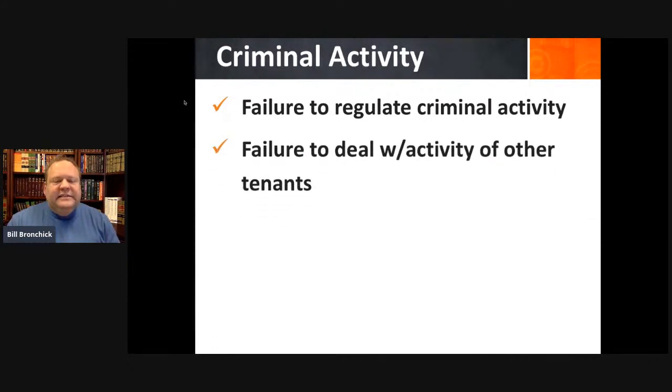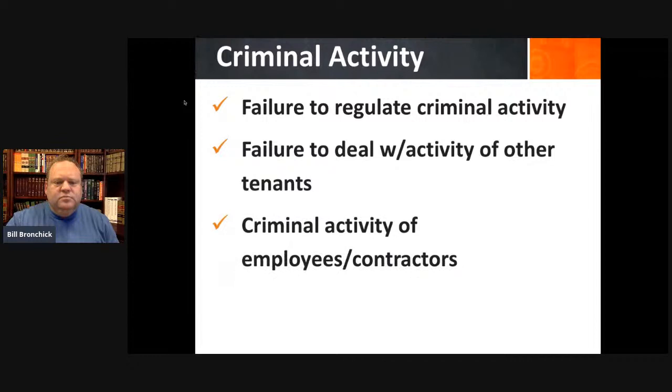Failure to deal with the activity of other tenants. We talked about this earlier. If a tenant is dealing drugs out of his place or is cooking meth that might injure other people in the building, that can be on you.